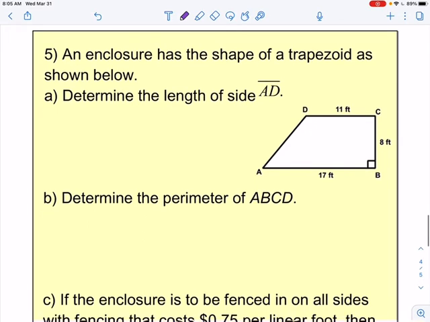For number 5, an enclosure has the shape of a trapezoid as shown below, and we want to determine the length of the side of AD first and then determine the perimeter. So obviously if we want to find the perimeter, we need side AD to begin with.